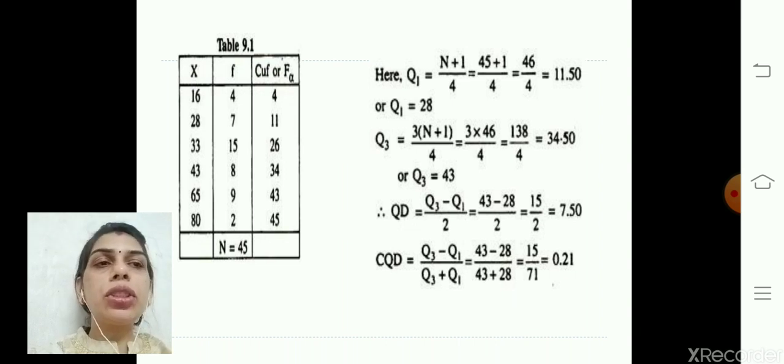11.50. We will search this value in the cumulative frequency table, but it is not there. So we will see the immediate next value of 11.50, that is 26. So in the place of 11.50, we'll select the nearby value, that is 11. So the value of Q1 is 28.